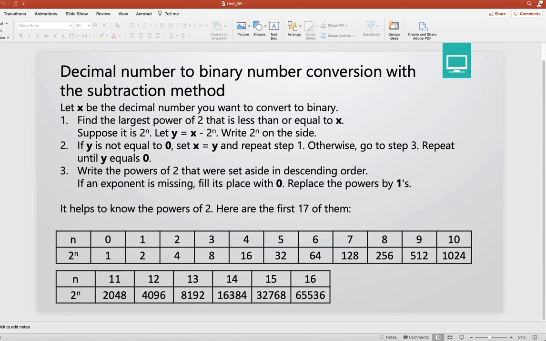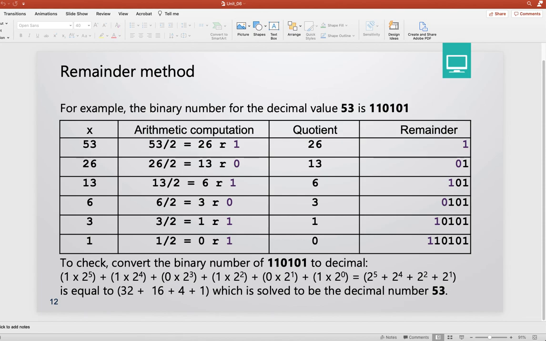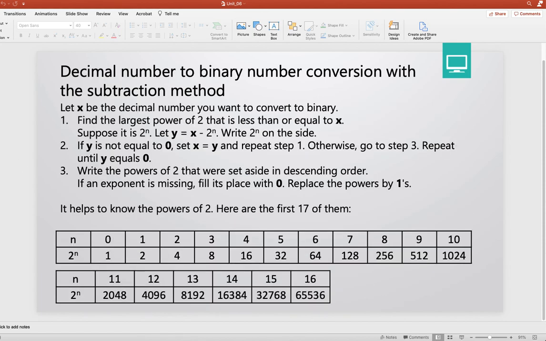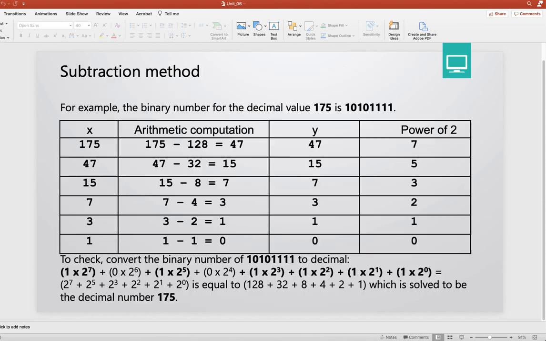And here is another method which can convert decimal numbers to binary numbers. You can read the slides, because for myself, I prefer the previous one, this remainder method. But if you're interested, you can still read this slide and study after the class, okay? And here is the example of this subtraction method.